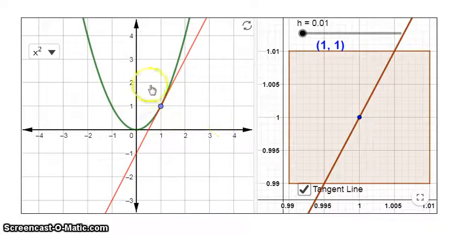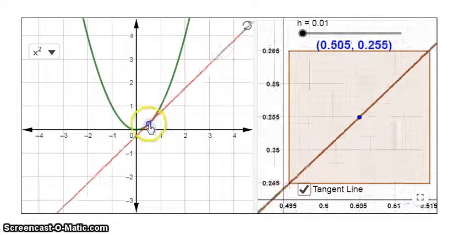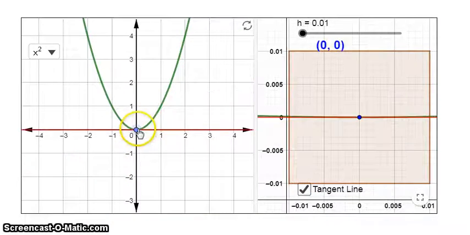If I go back over to the big picture over here, I can imagine that that's probably the case very close to that point right there, but this graph is going to curve away from the tangent line in both directions as I get farther and farther from that point. If I keep moving this point anywhere else, let's say down to (0, 0), this looks like the curviest point of the graph right here.